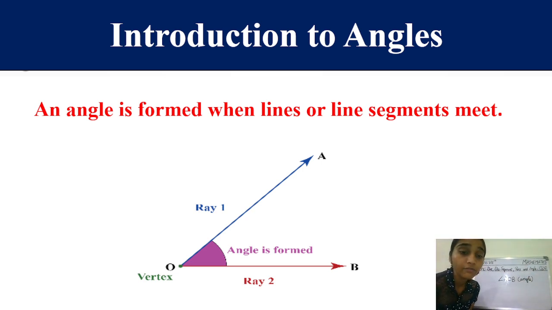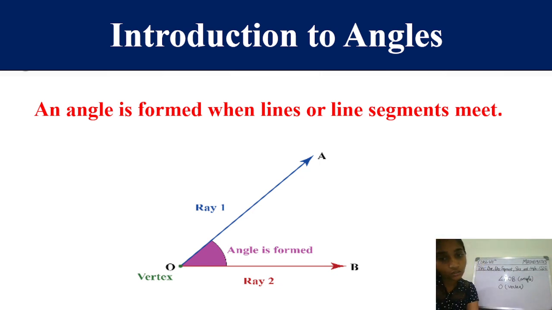Okay, and what is the vertex? It is where those two line segments meet each other, or the two rays meet each other. So we can say that point is the vertex, the point of meeting. I hope, students, it is clear to you till now what we are discussing about the angle.